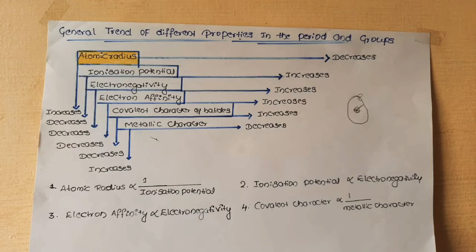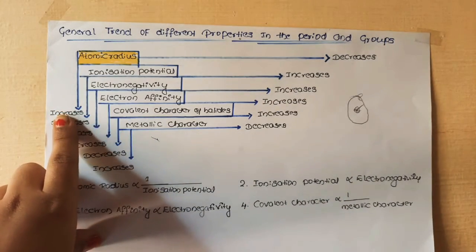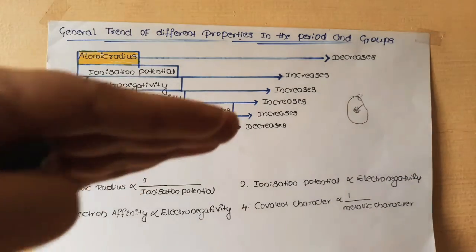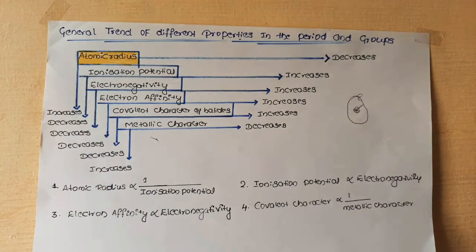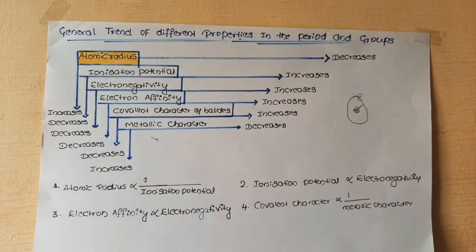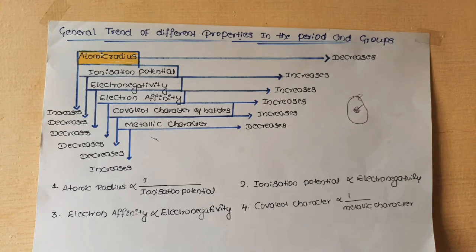Now what happens down the group? Down the group it increases. Why does it increase? As we go down the group, the number of shells increases. Why? Electrons start entering into the next shell. So as the number of shells increases, the distance between the center of the nucleus and the outermost electron increases. Obviously size increases, obviously atomic radius increases. This is the first important trend you have to remember.